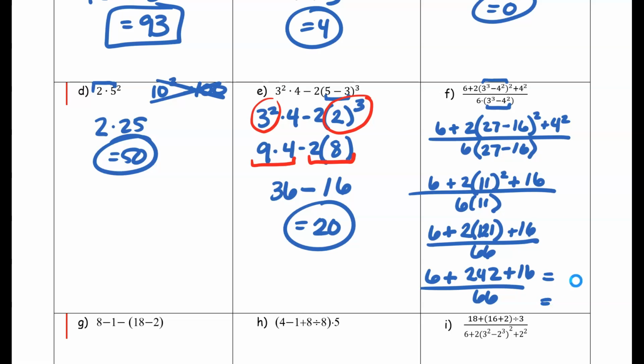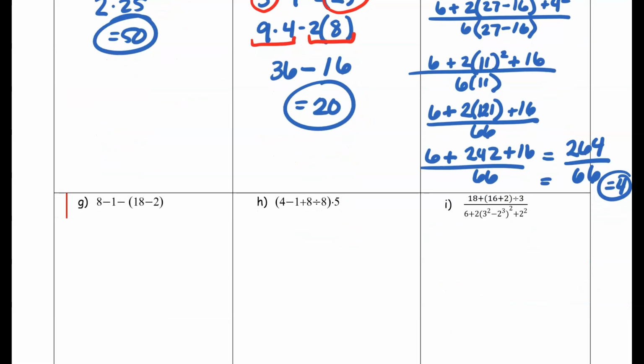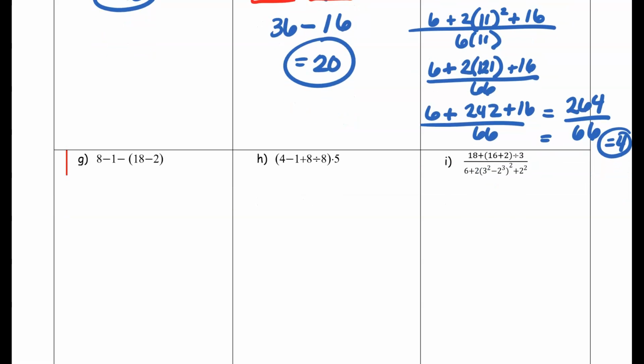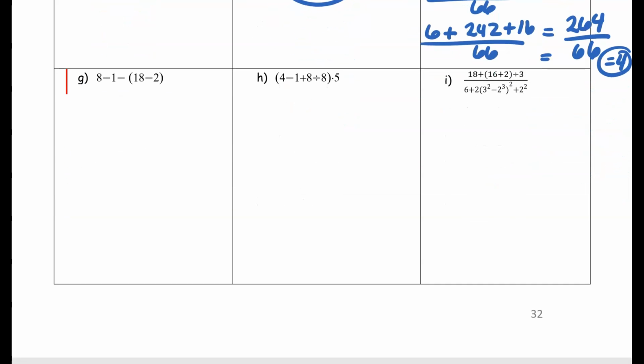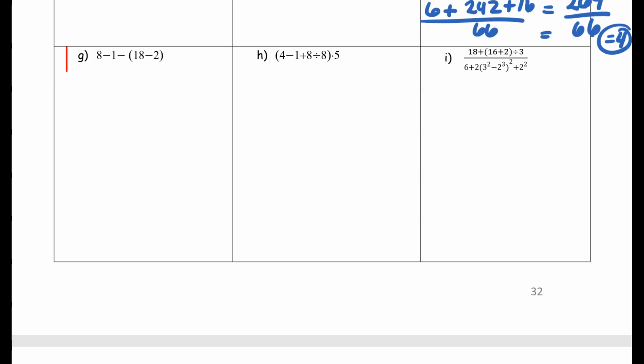And now we can just add those across. So we get 264 divided by 66. And if you divide those two numbers, you end up getting 4. And you don't always get a nice answer, but I would say a lot of times for these you do, just because the goal is just to practice order of operations. And it does make it a little bit nicer that way.